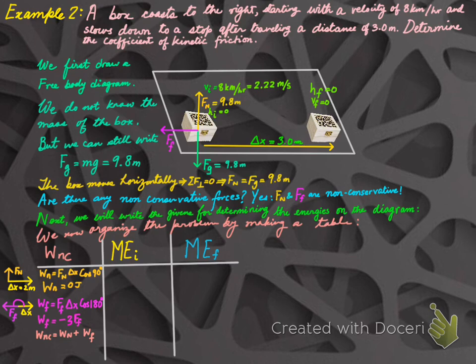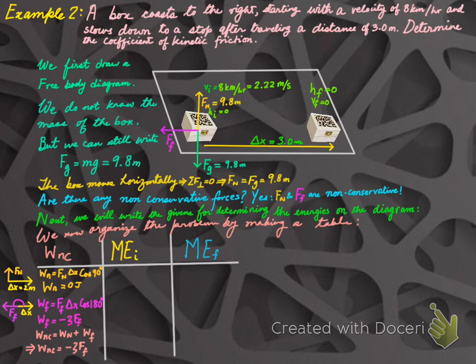Now the total non-conservative work is the sum of the non-conservative work done by both the normal force and the force of friction, which in this case is just the work done by the force of friction. So the work done by the non-conservative force is just negative 3 times the force of friction.